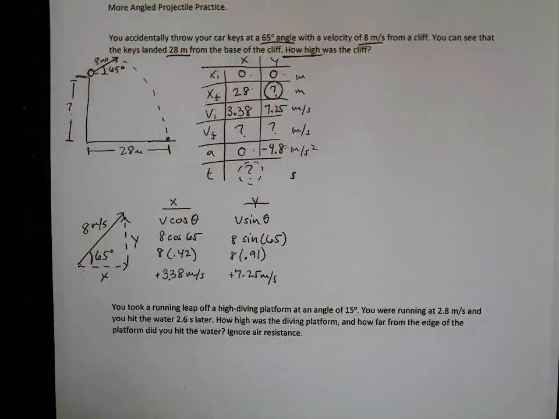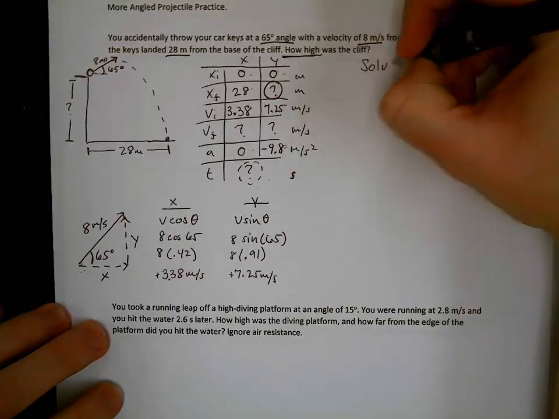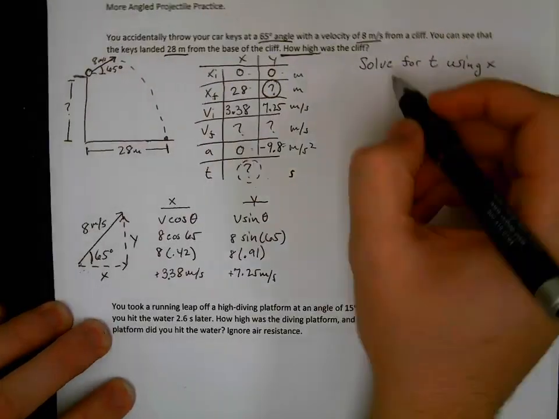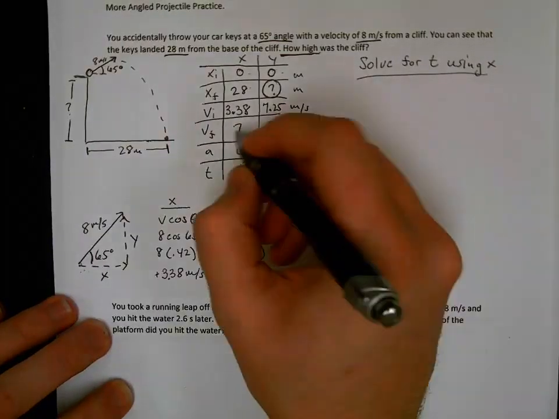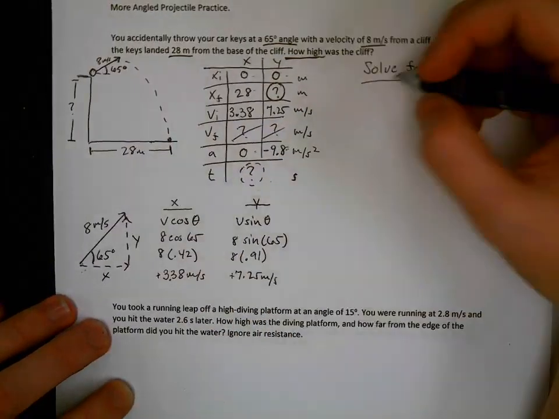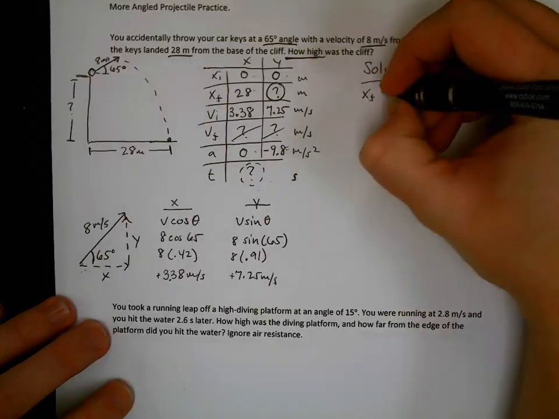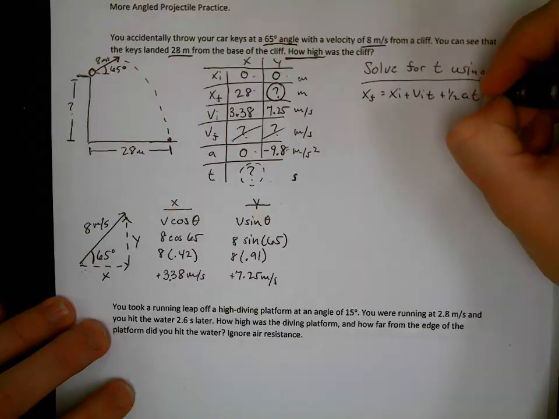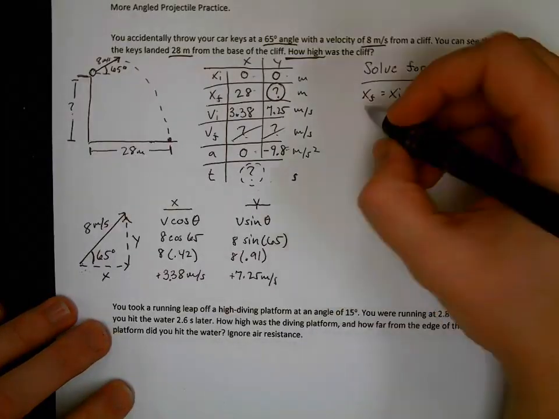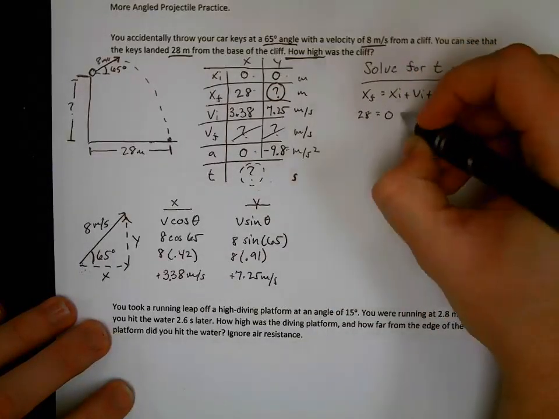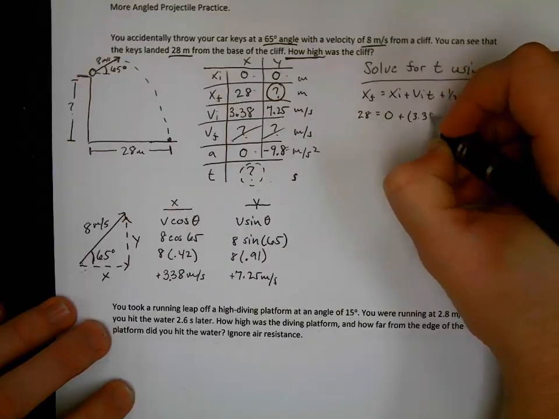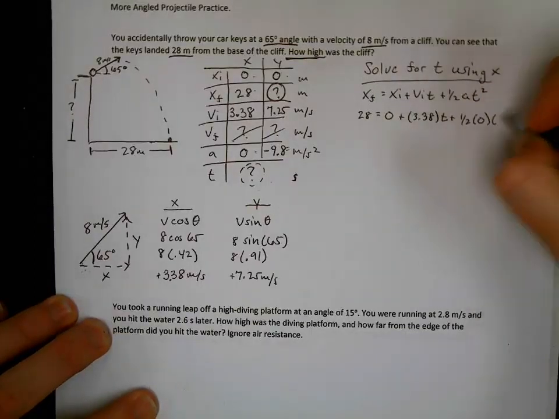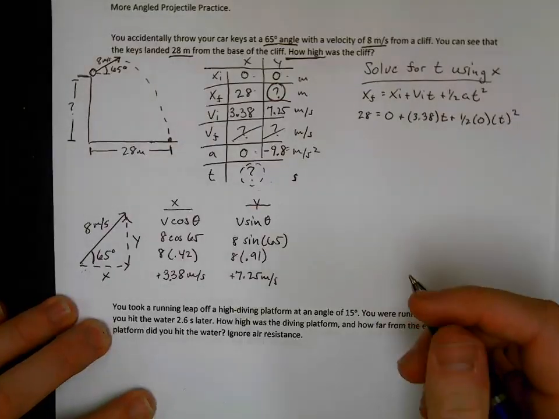So I'm going to go ahead and solve for time using the x direction. Now you notice I'm missing final velocity in both of them, which makes the second equation really appealing. So I'm going to use xf equals xi plus vit plus 1/2 at squared. Plug in my values here: 28 meters equals 0 plus 3.38 times t plus 1/2 times 0 times t squared.